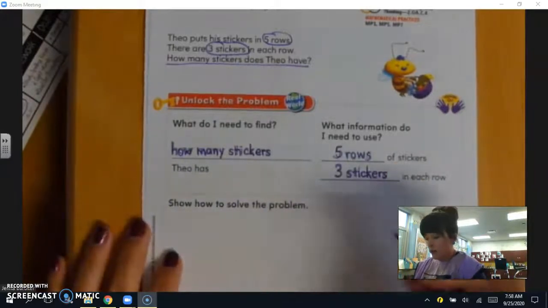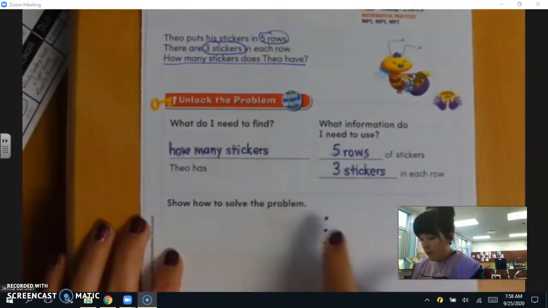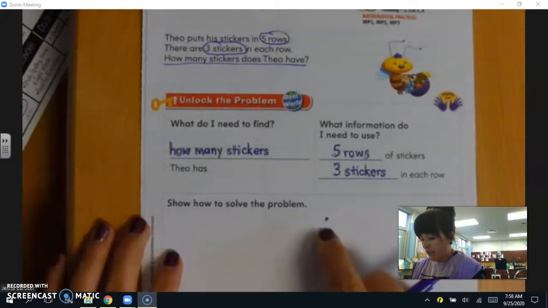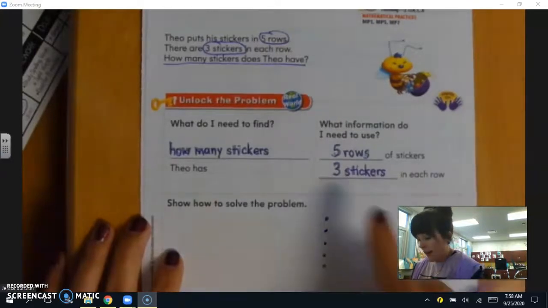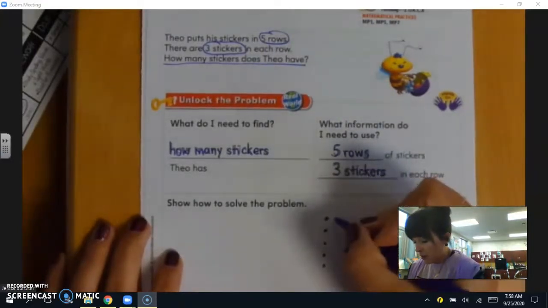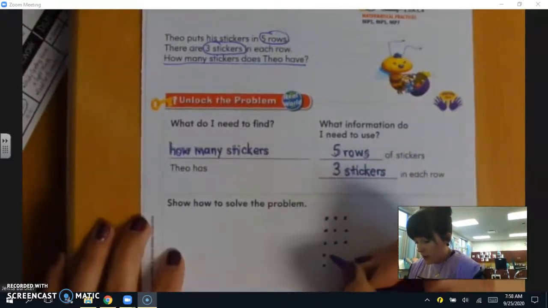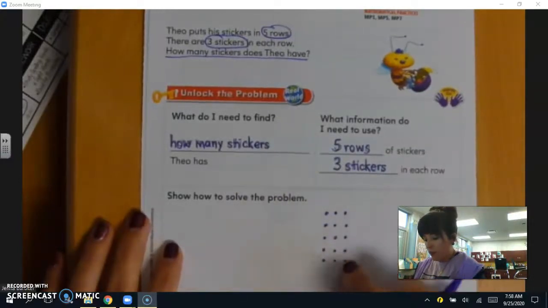So we know there are 5 rows. So I'm going to start 5 rows. So I'm going to do 1, 2, 3, 4, 5. And the row is going to go out this way. Okay? And there are 3 stickers in each one of those rows. So this row has 3, this row is going to have 3, this row is going to have 3, and this row is going to have 3, and this row is going to have 3. So I'm going to draw that out. So each one's going to have 3 stickers. So we have 1, 2, 3. 1, 2, 3, 1, 2, 3, 1, 2, 3, 1, 2, 3. So now I have 1, 2, 3, 4, 5 rows, and there are 3 stickers in each row, okay?